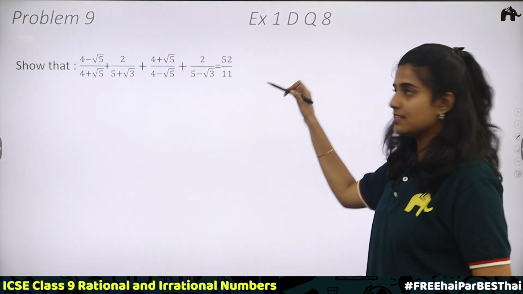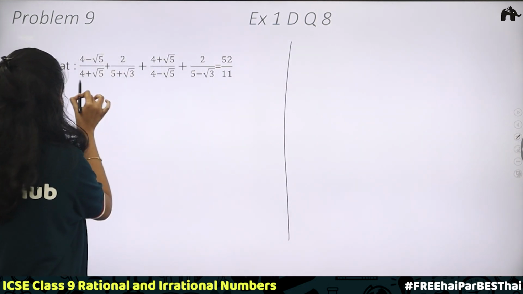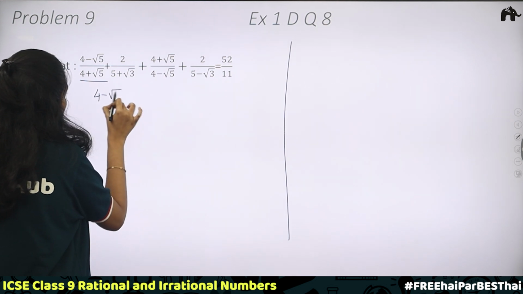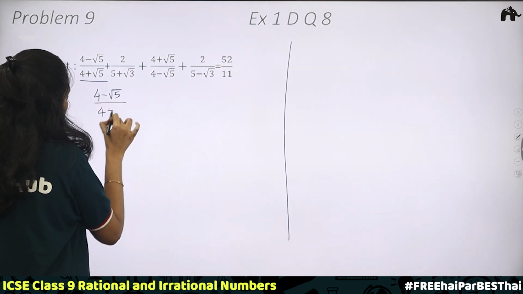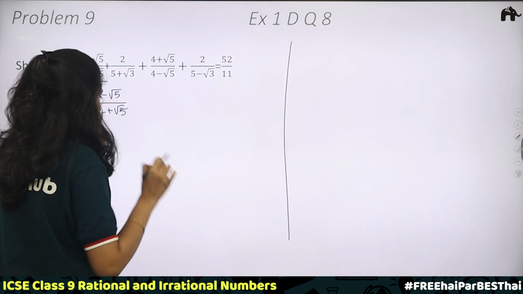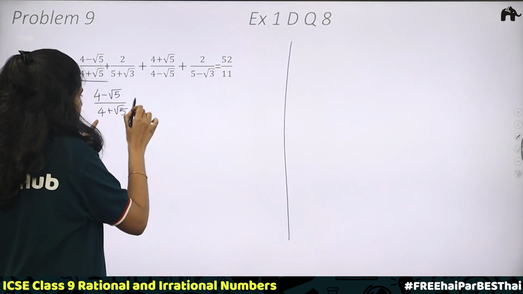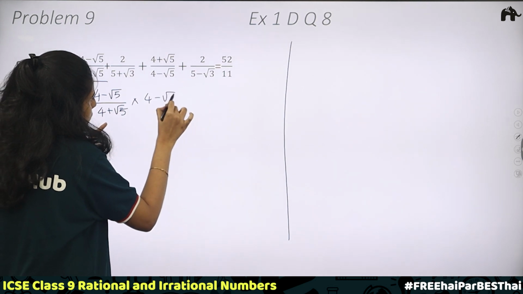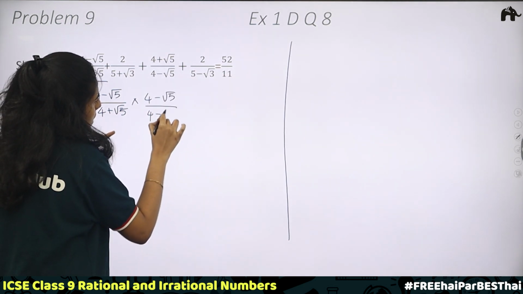So we will start with the left hand side. So take the first term. Here the first term is 4 minus root 5 divided by 4 plus root 5. So here what is the rationalizing factor? Check the denominator. Denominator is 4 plus root 5. So rationalizing factor should be 4 minus root 5. Here also 4 minus root 5.